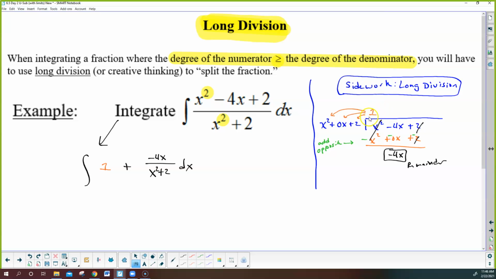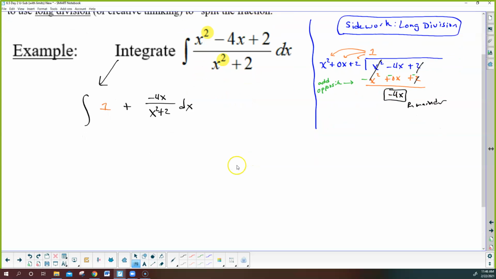Okay, so I tried to color coordinate this. You can see where the 1 comes from. And then the remainder divided by whatever the original denominator was. Well, now you can split this up into 2 different pieces. And I do recommend doing this, just proper notation wise. This 1 we're going to evaluate separately. And then we're going to evaluate this integral separately. And what I would do is pull this minus 4 to the outside because that's not really going to help us. And now it's just like doing 2 separate problems.